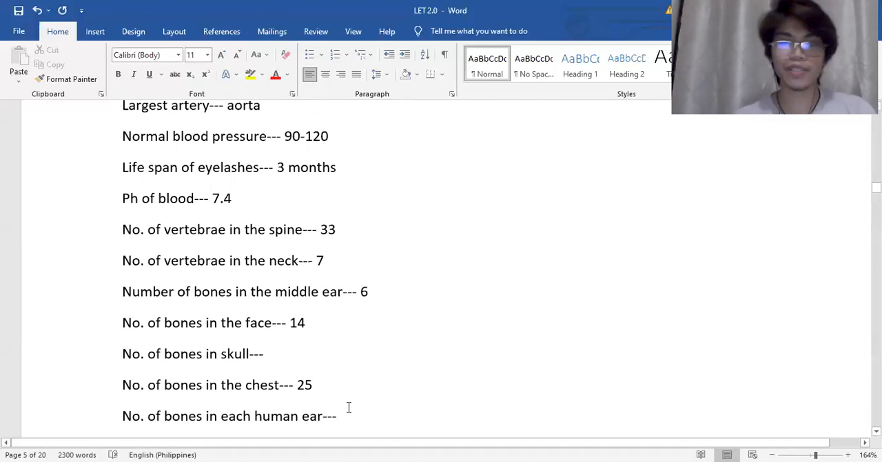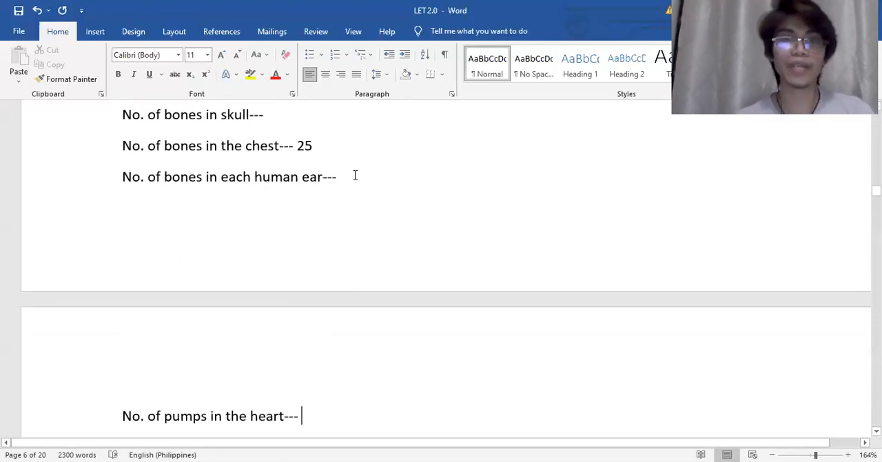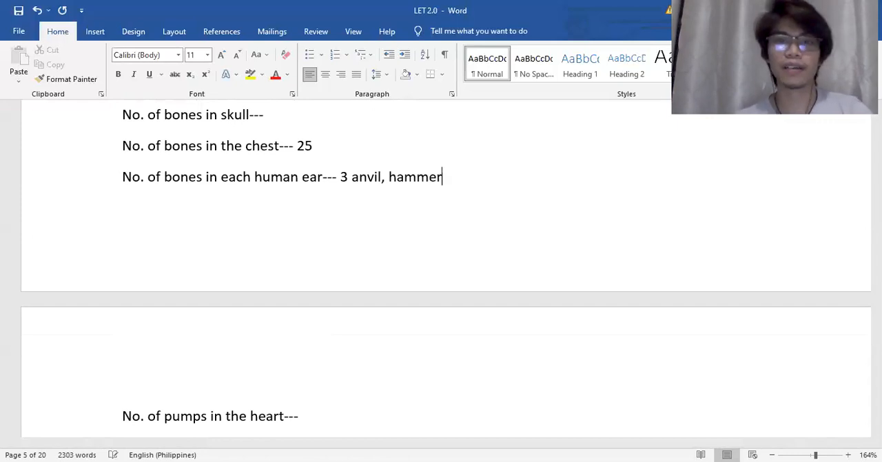Number of bones in each human ear. In each human ear, of course, we have 3. What are the 3 small bones in the human ear? We have the anvil, hammer, and stapes or the stirrups.